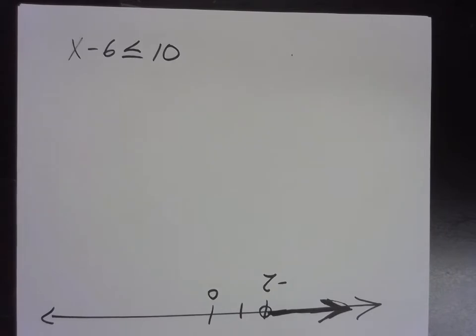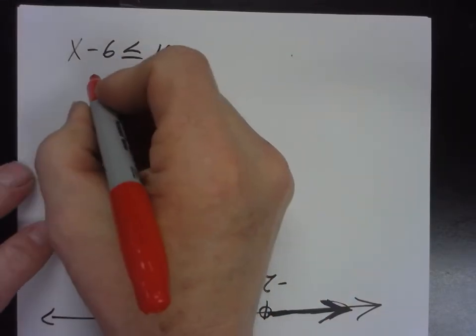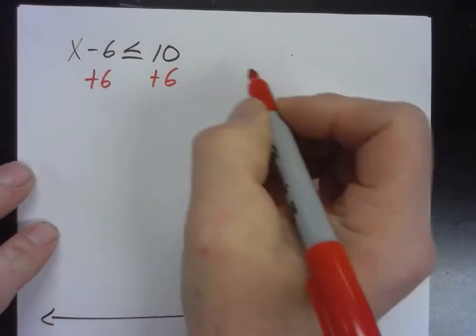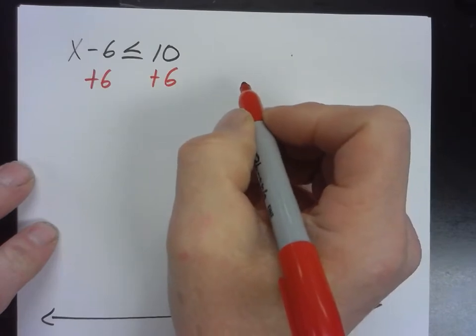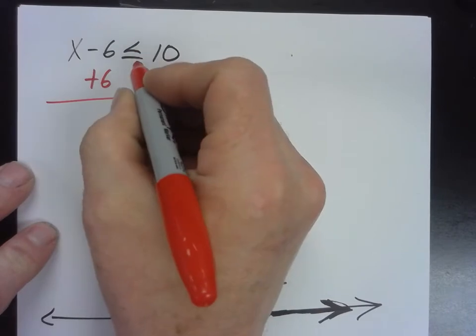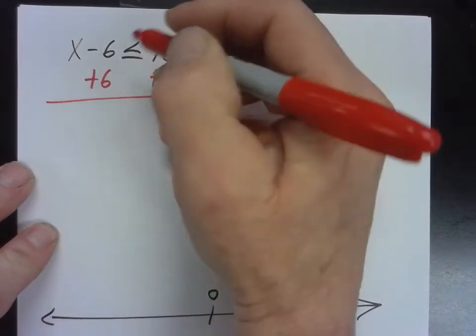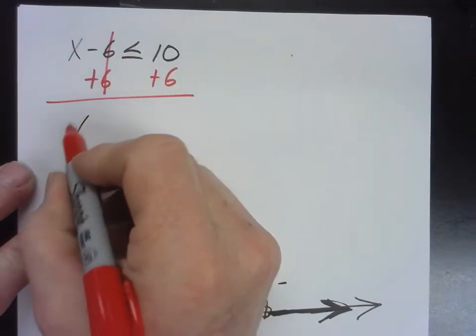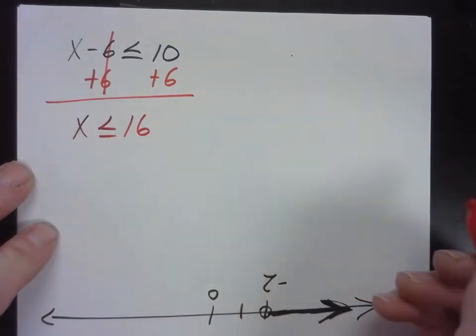Can we do it the same way or not? That's how I've been taught. So what do we do to both sides? Add 6 to both sides. What would happen if we didn't add 6 to both sides? That would make it so confusing. It wouldn't be less than or equal to anymore, would it? Okay. So these will cancel out, and x is less than or equal to 16.